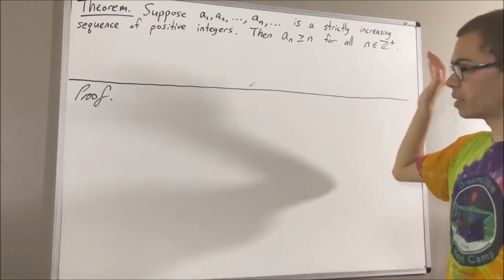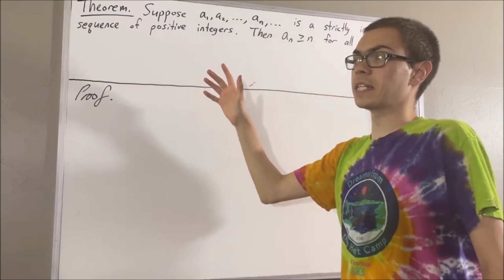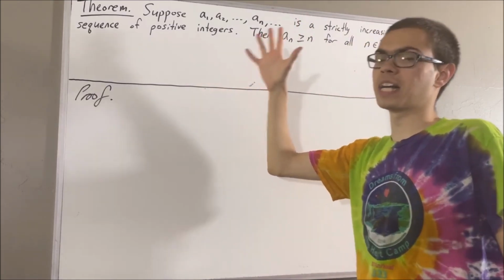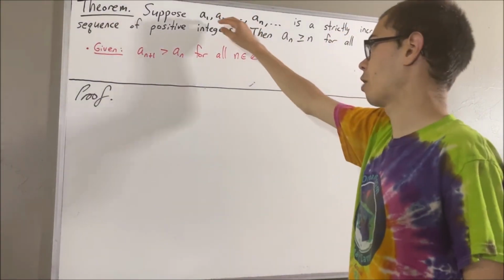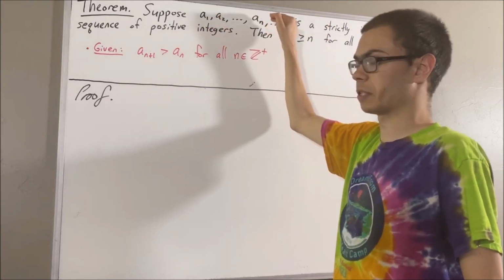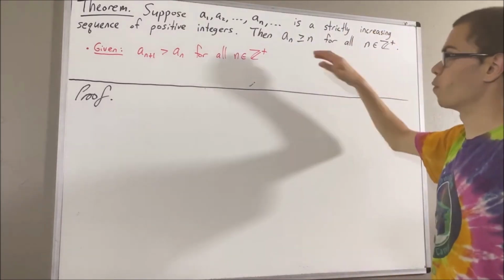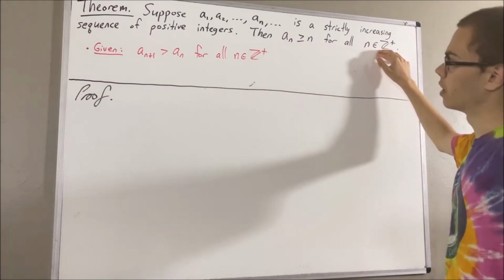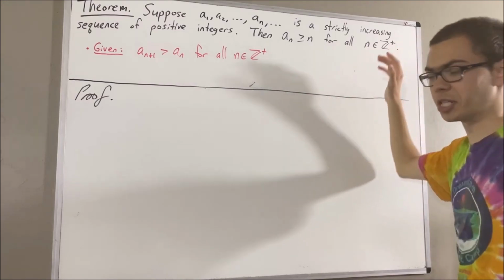Now, because this is a strictly increasing sequence, what that means is that an plus 1 is greater than an for all positive integers n. And since our sequence is a sequence of positive integers, this means that every term in the sequence is a positive integer. Okay, now our goal is to prove that an is greater than or equal to n for all positive integers n. Well, since we're trying to prove a statement about all positive integers, let's use induction.